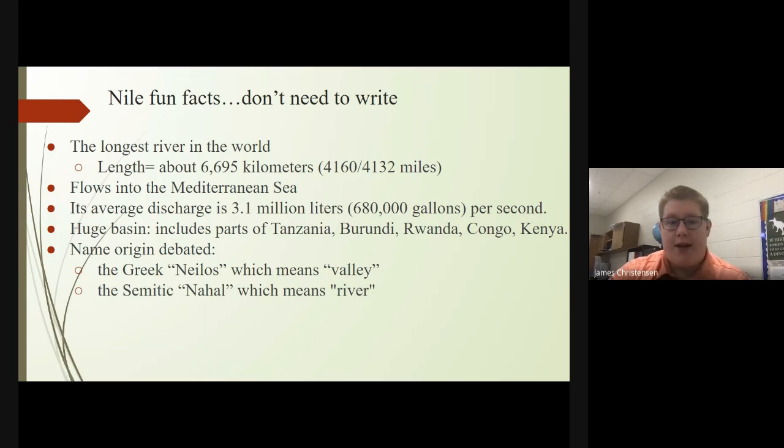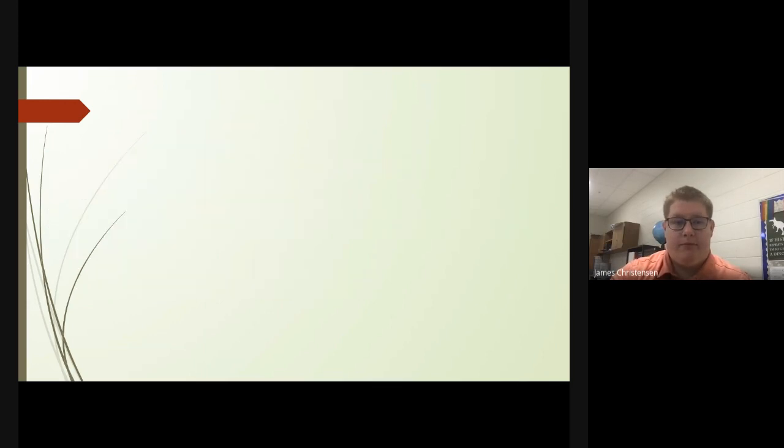the Congo, and Kenya. Now, the name origin of the Nile has been very debated because in Greek, Nilos means valley, and the Semitic Nahal means river. Well, that's where we kind of get the main idea of where the Nile came from in terms of its name. We don't know exactly which one is the correct one in terms of its historical origin.